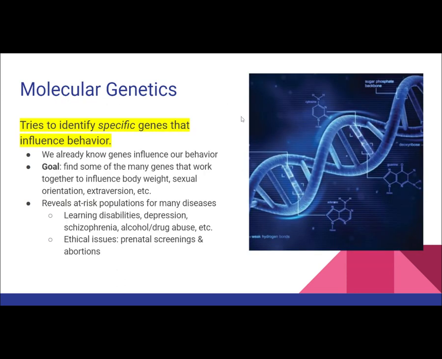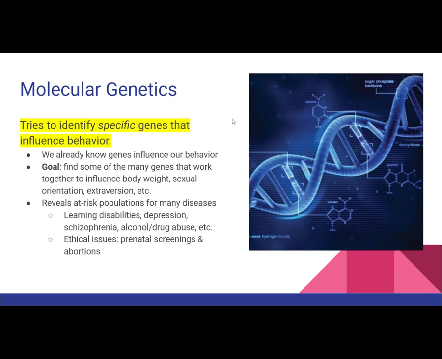The final thing to talk about is molecular genetics, when we're getting into looking at not just the genome or all of the genetics together, but what specific genes influence behavior, trying to find the genes that work together to influence basically who we are, things like our body weight, our sexual orientation, our introversion or extroversion. And it's not as simple as saying that's the introversion-extroversion gene. It's lots of these things that work together.